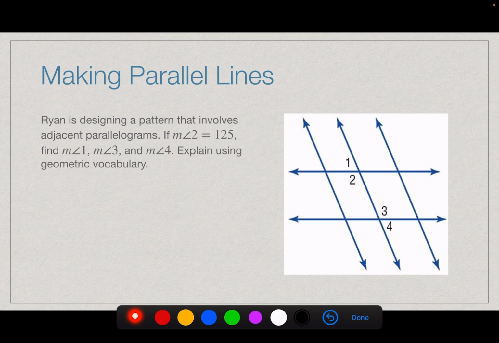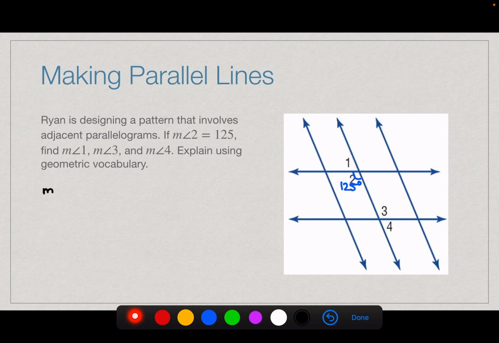So in this case, making parallel lines. Ryan is designing a pattern that involves adjacent parallelograms. If the measurement of angle 2 is equal to 125, find the measure of angle 1, angle 3, and the measurement of angle 4. Explain using geometric vocabulary. So we know for a fact that this angle here is 125 degrees.